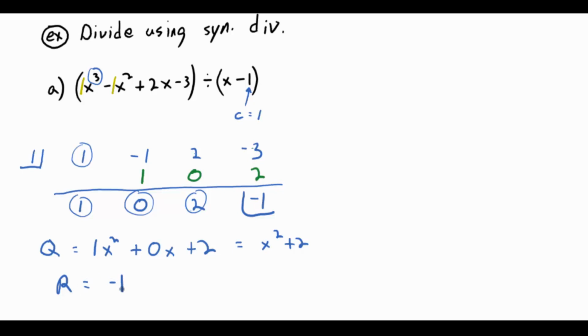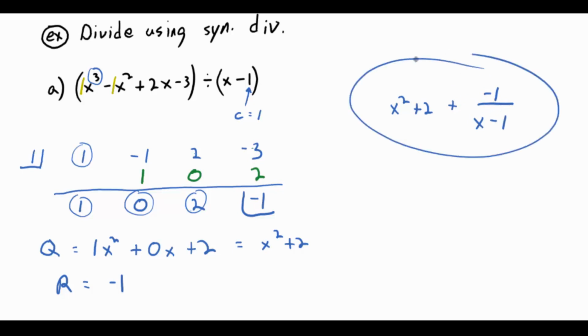So if we wanted to rewrite this division problem, it's the same as the quotient, x squared plus 2, plus the remainder over the divisor, which is x minus 1. It's pretty quick. Yes?